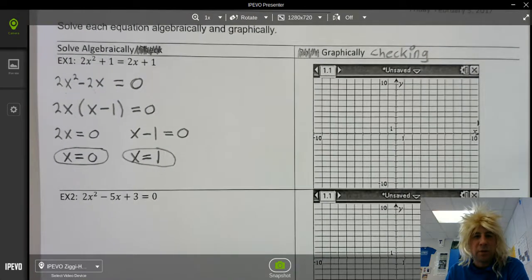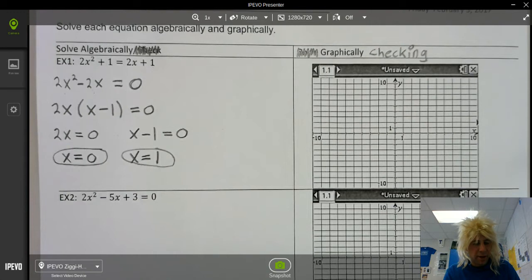Okay, now let's graph. What we're going to do is we're going to graph the left side, and we're going to graph the right side.